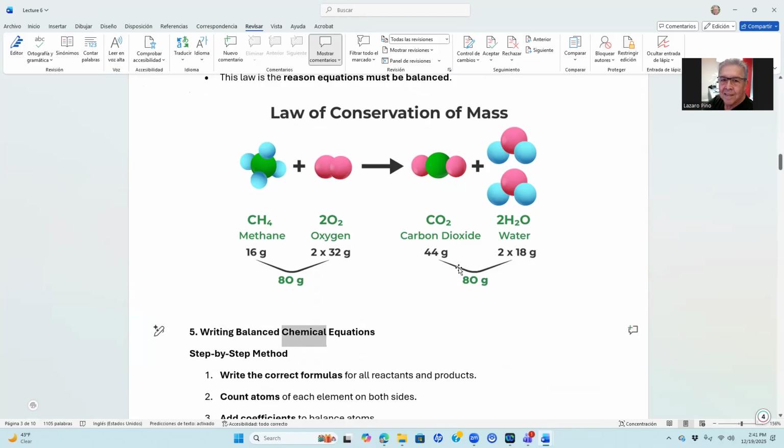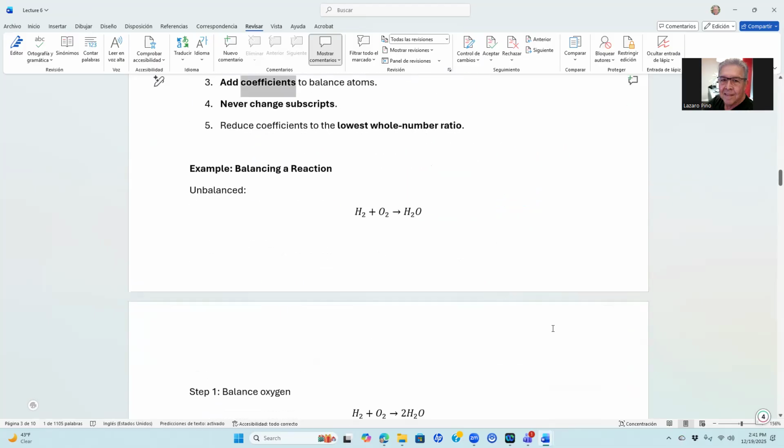Writing balanced chemical equations. Step-by-step method. Write the correct formulas for all reactants and products. Count atoms of each element on both sides. Add coefficients to balance atoms. Never change subscripts. Reduce coefficients to the lowest whole number ratio. Example, balancing a reaction.